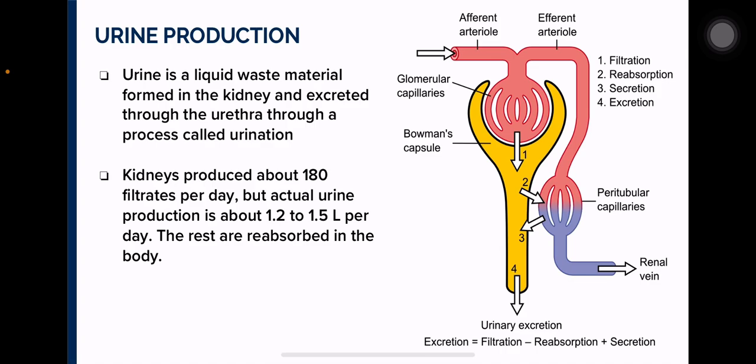So here's a quick refresher on how urine is formed. The kidneys filter around 180 liters of plasma per day, but only 1.2 to 1.5 liters actually become urine. This means the rest is reabsorbed, a sign of how efficient the kidneys are. Urine exits the body through urination, passing from the kidneys to the ureters to the bladder and to the urethra. Understanding this physiology helps you connect abnormal urine findings to specific kidney functions.